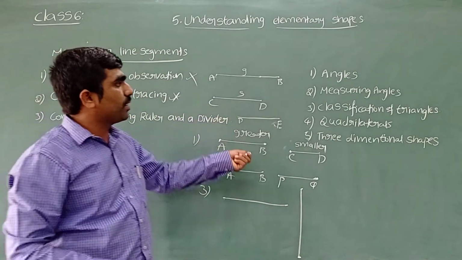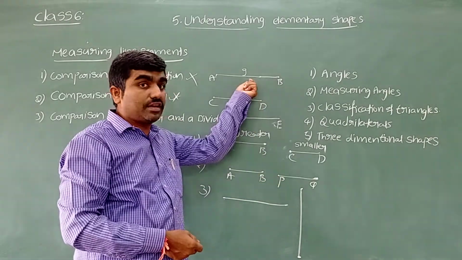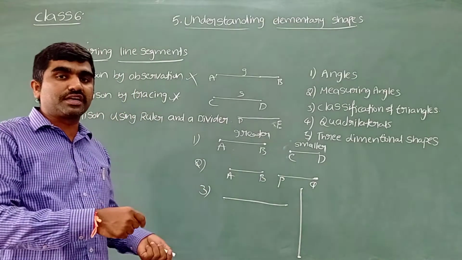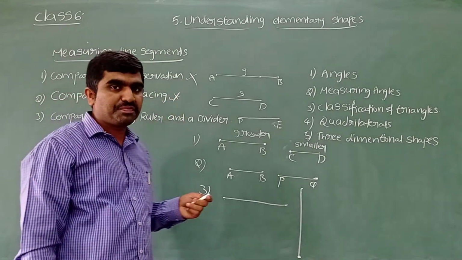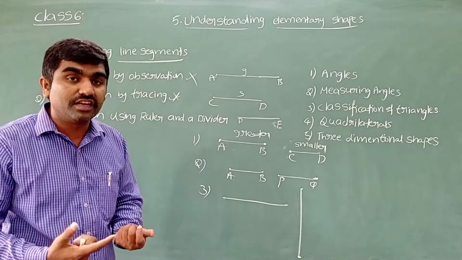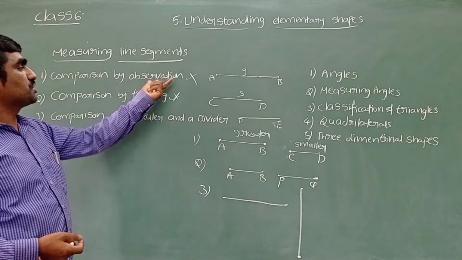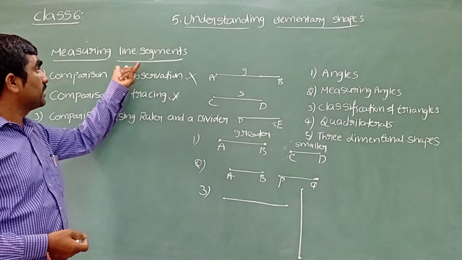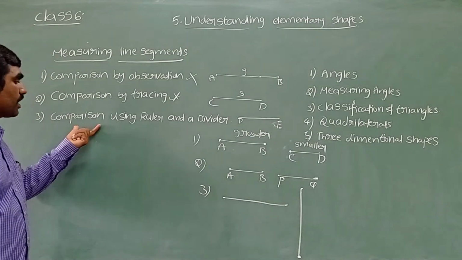Because if I have a large number of line segments, each one we need to trace, keep one over the other, and identify which is greater and which is smaller. And in these methods, we can say what is greater and what is smaller, but we can't say their length in terms of numerical values. So even these tools are not enough for better comparison of line segments. Then what alternate method do we have?